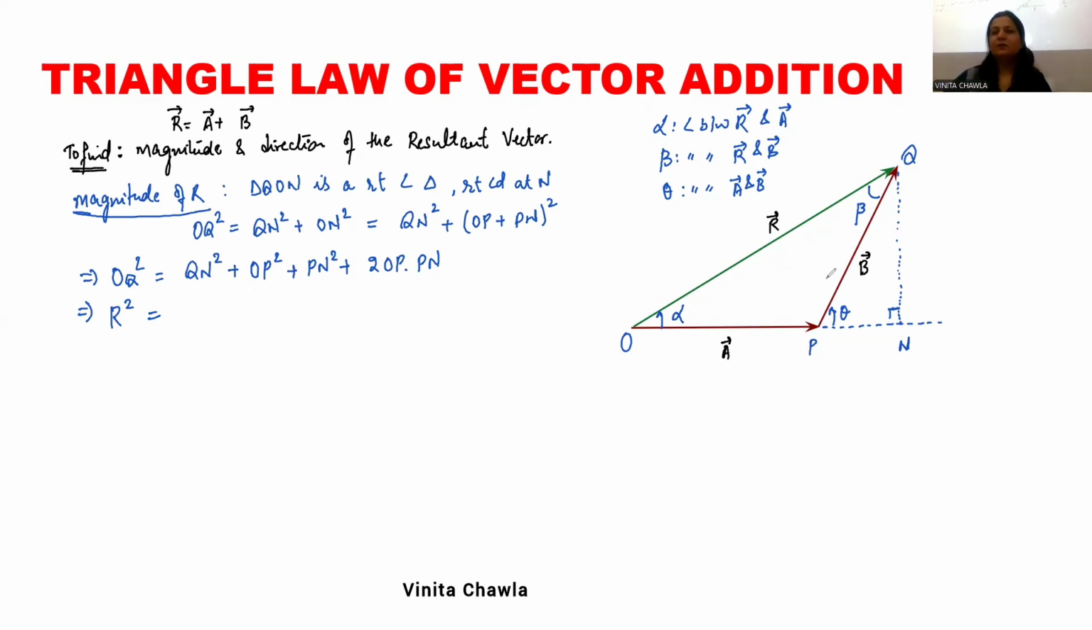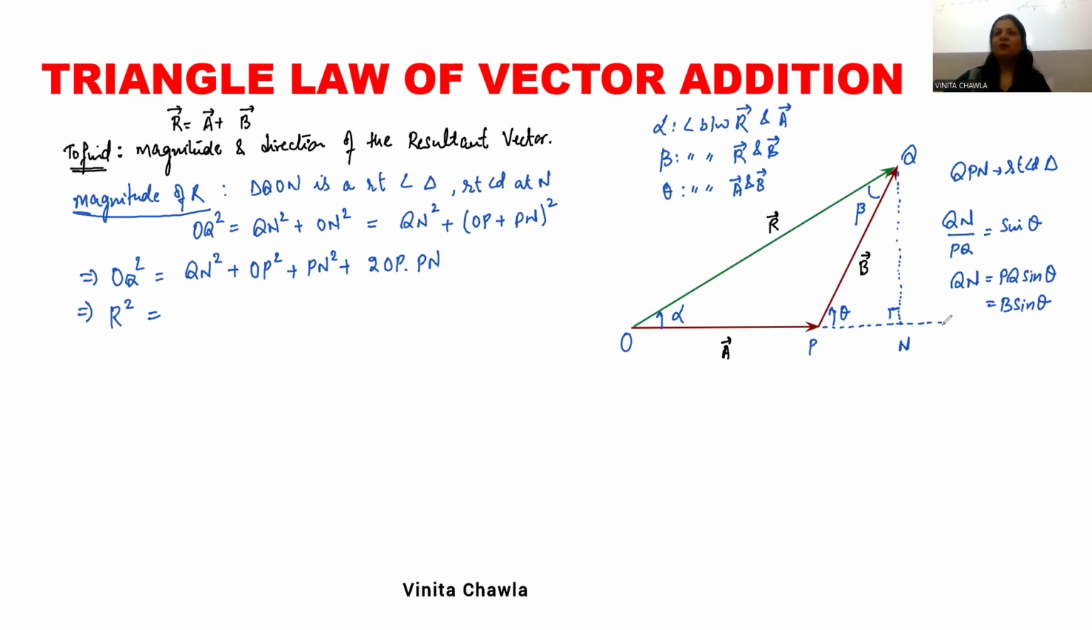And QN is, see, look at this. This is vector B, right? And this QPN is another right angle triangle. In this right angle triangle, QN is the perpendicular, so we can apply trigonometric ratios. QN upon PQ, perpendicular by hypotenuse, is sine theta. So QN can be written as PQ sine theta. And what is PQ? PQ is B.